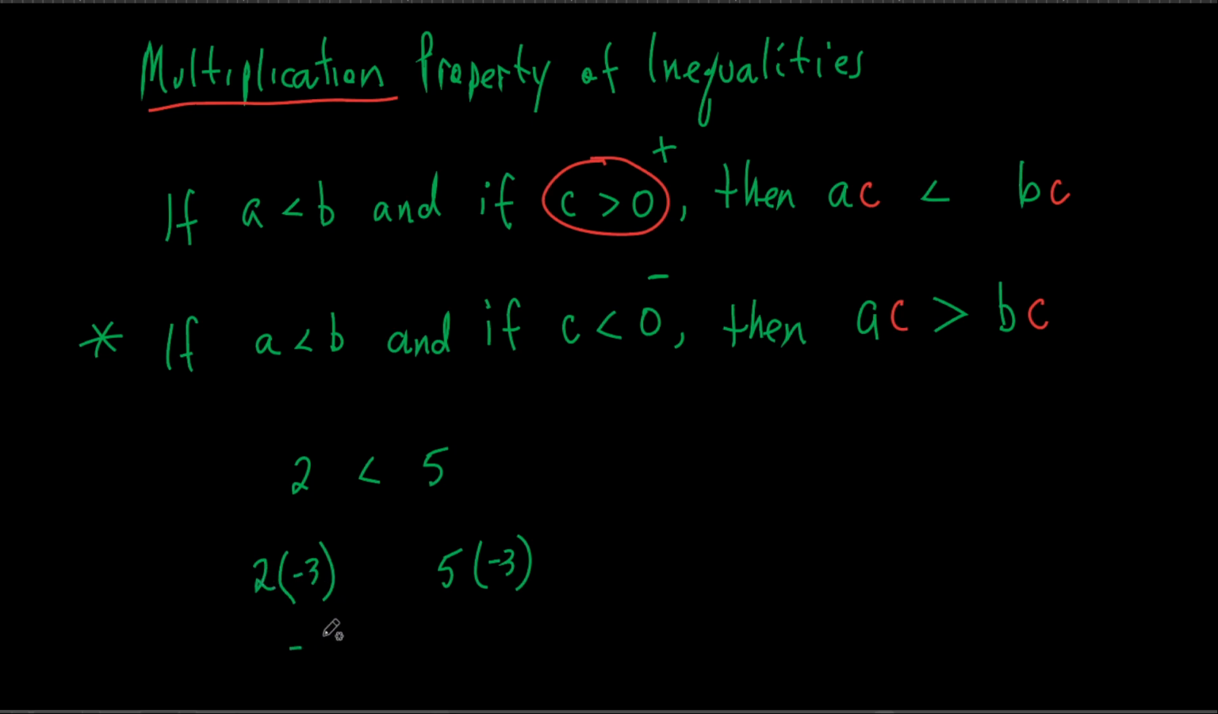2 times -3 is -6. 5 times -3 is -15. Now, let's compare -6 to -15. What is true about -6 compared to -15? -6 is bigger. It's greater than -15.